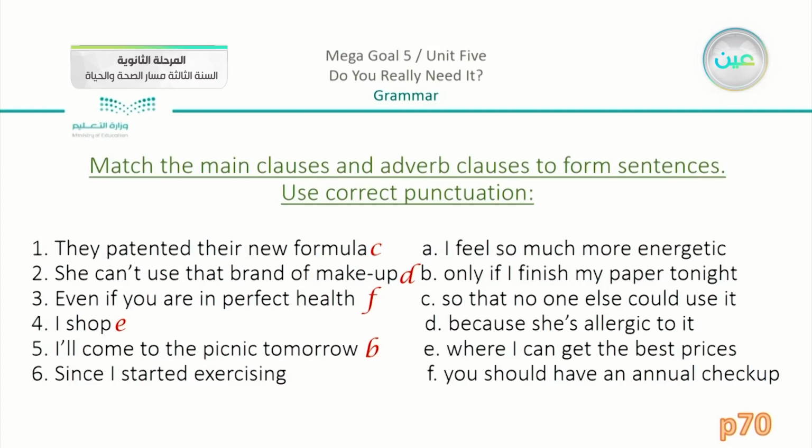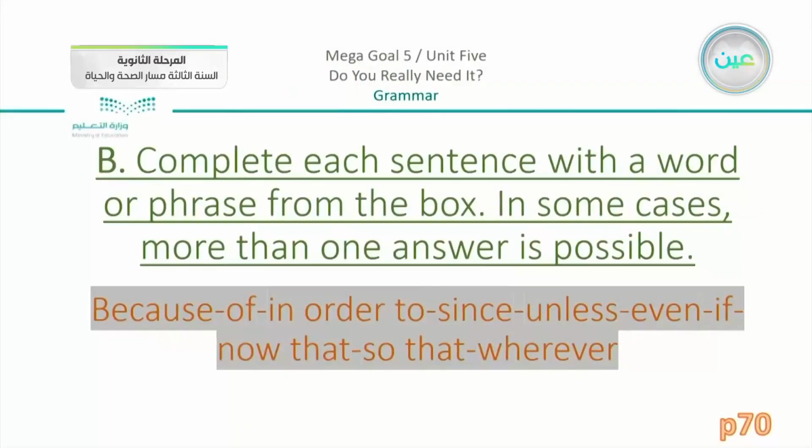The last part is going to be 6, since I started exercising. So since we are connecting to something that has a result of exercising, we are going to see I feel so much more energetic. So here A is the suitable answer for the last part. Now moving on, we have the other exercise, also on page number 70. Now complete each sentence with a word or phrase from the box.